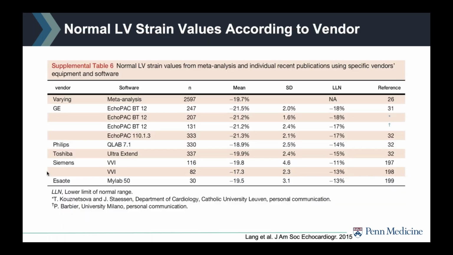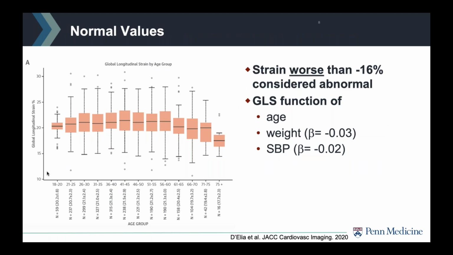We know that normal LV strain values change according to the vendor and the software. So that's why it's important to use the same vendor and software throughout the treatment of your patients. Although the normal value changes according to the software and the vendor, we usually consider strain worse than minus 16%, so more positive, to be abnormal.